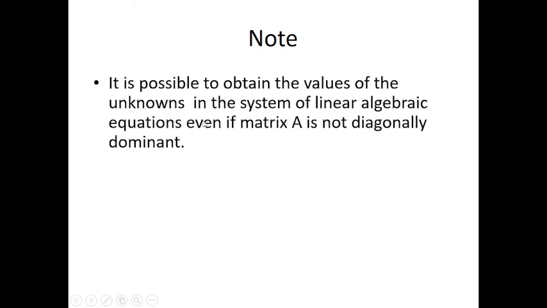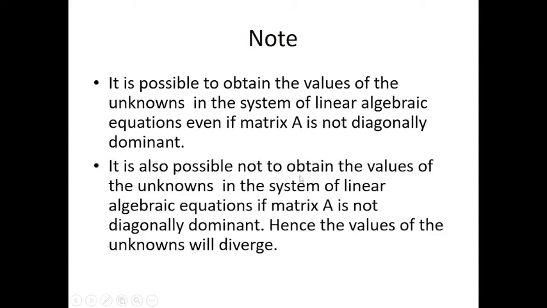So, before we proceed with the example, it is possible to obtain the values of the unknowns in the system of linear algebraic equations even if matrix A is not diagonally dominant. No? So, pwede pa rin yan. Kahit hindi diagonally dominant yung matrix, pwede pa rin ma-apply, no? At makapag-arrive sa tamang sagot. Kaya lang, super daming iterations. No? Yun ang possibility. Pwedeng maka 200 iterations ka bago mag-arrive sa final answer. Possible yun. Kaya 500 iterations bago ka makapag-arrive sa final answer.